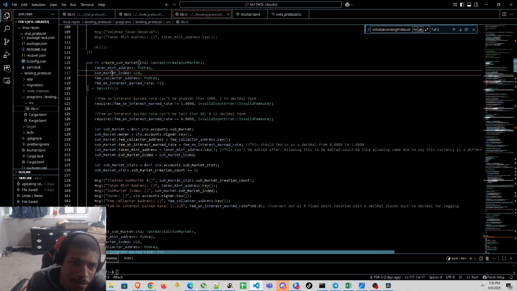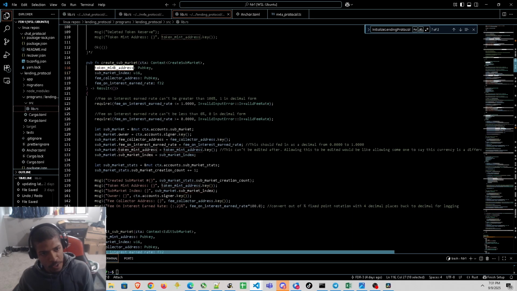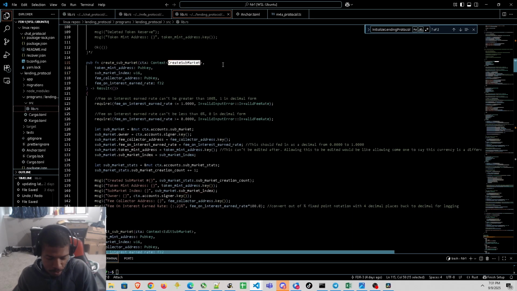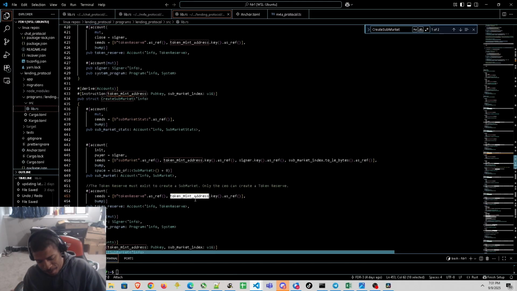Okay, so I also have the submarket index, and this just allows developers to have more than one market for the same token mint address that they're trying to make the market for. Right, this is the submarket, the seeds for it, right? The seeds are unique words or numbers that make up an account, right? So for the token reserve, for this program, the token reserve is just a token mint address, right? Because every token has its own mint address, and it's unique, and there's only going to be one kind of it. And that's just the CEO saying that this token is okay, so there only needs to be one kind.